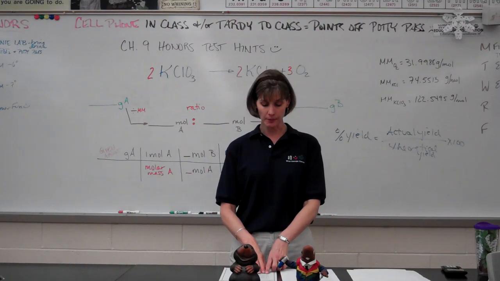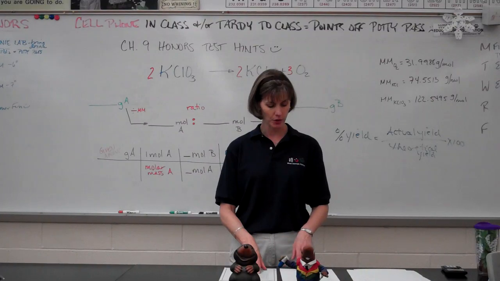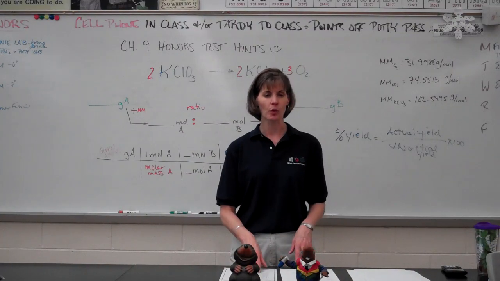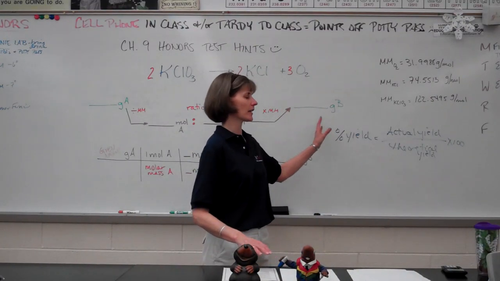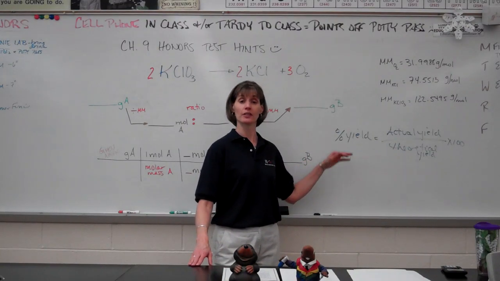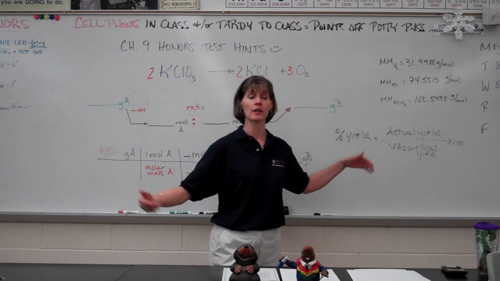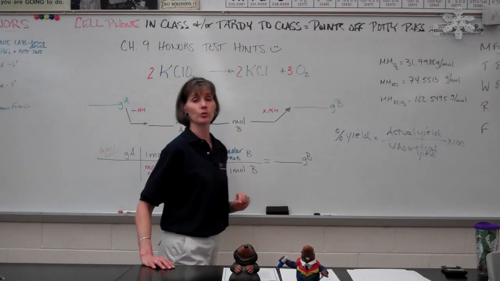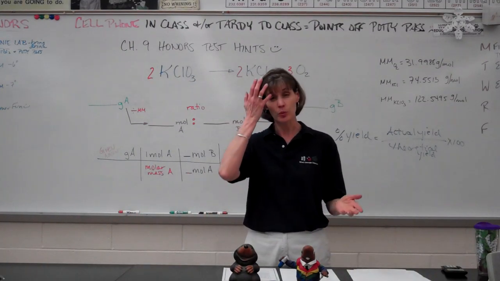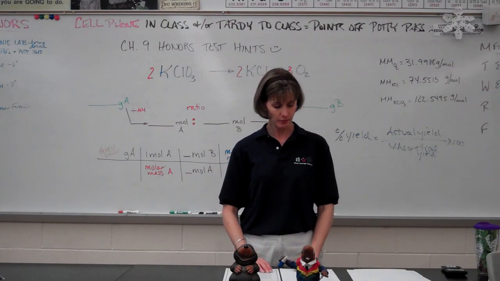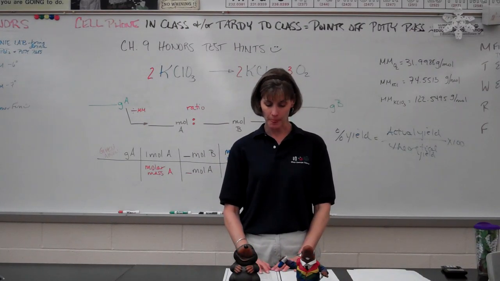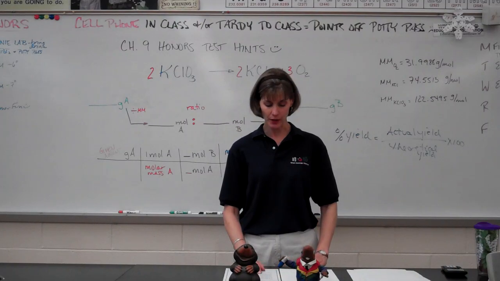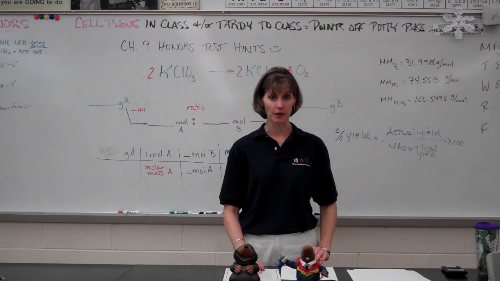Test hint number 19. Differentiate between theoretical and actual yield. This is just a definition question, and I went over that as I explained how to calculate percent yield. Actual is what we get when we do the experiment. Theoretical is what we get when we use the balanced equation and do our calculation. This will be a pretty straightforward question. Number 20, the relationship between theoretical, actual, and percent yield.